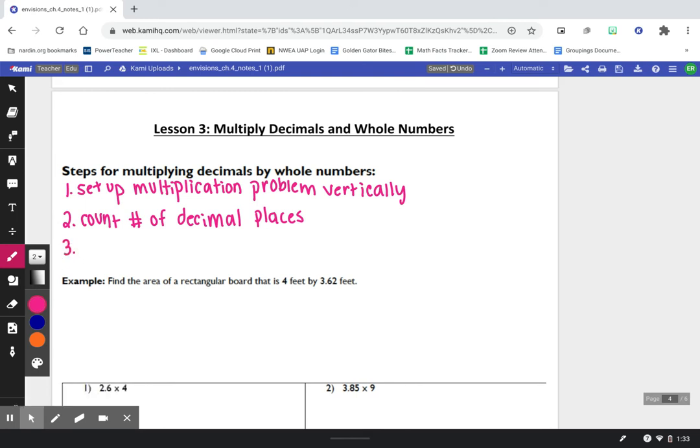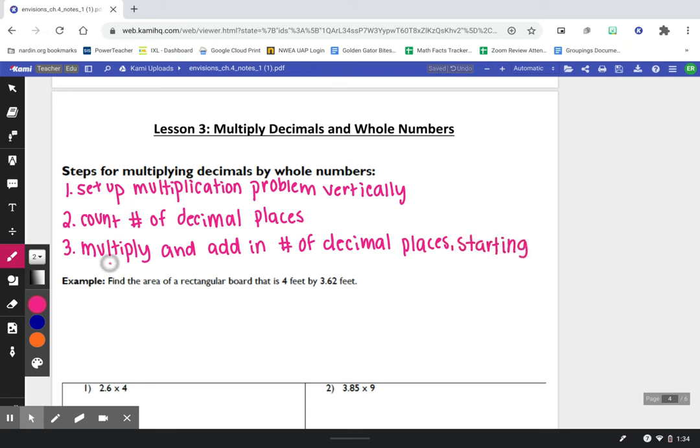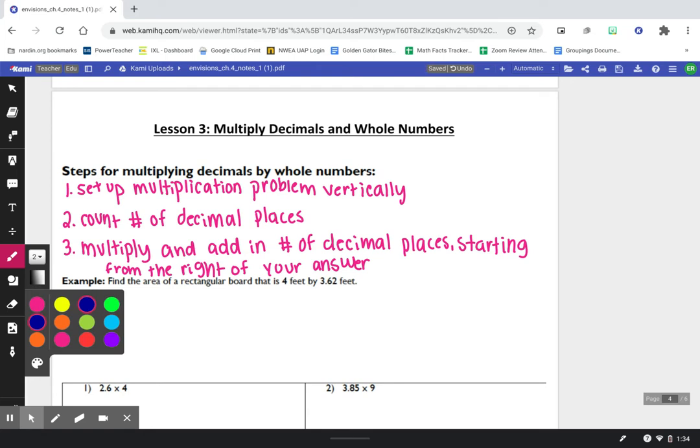And then you're going to multiply just like normal. And then add in the number of decimal places starting from the right. So don't start from the left. Okay. And that's going to make a lot more sense once you see an example.